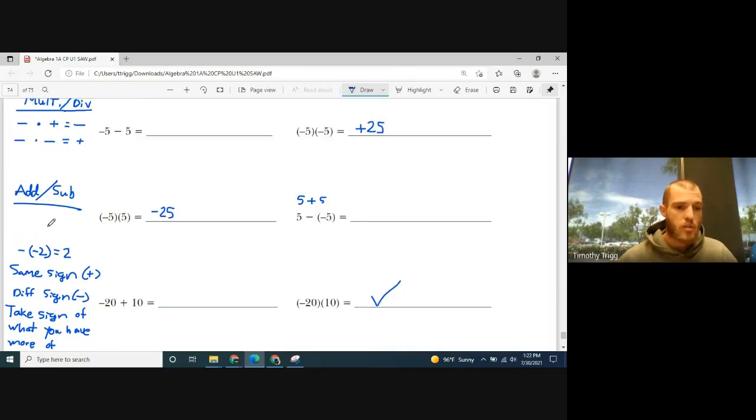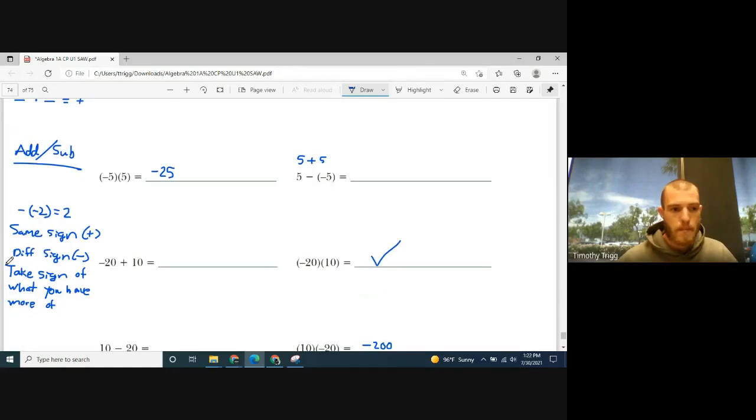Okay, so adding and subtracting has a lot of different rules here, but here are some of the main ones. If you see a minus negative, that's the same as a plus. Okay, and maybe I won't put a bullet point here. So that's one rule. Another rule: if they're the same sign, you add them together. If they're different signs, you subtract them. But you always take the sign of whatever you have more of. So if you have more positives, it'll end up being positive. If you have more negatives, it'll be negative.